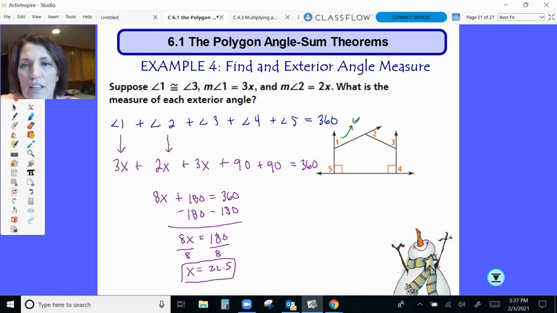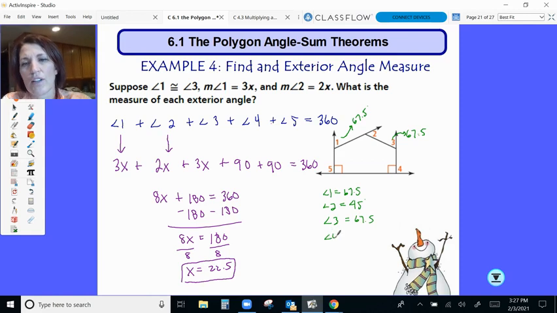67.5. So that's 67.5 degrees. 3 is the same as 1, so that's also 67.5. Okay. So angle 1 equals 67.5. Angle 2 is going to be 2 times 22.5, so that's 45 degrees. Angle 3 is going to equal 67.5. And of course, angle 4 is 90, and angle 5 is equal to 90. So they ask us what each of those angle measures are.